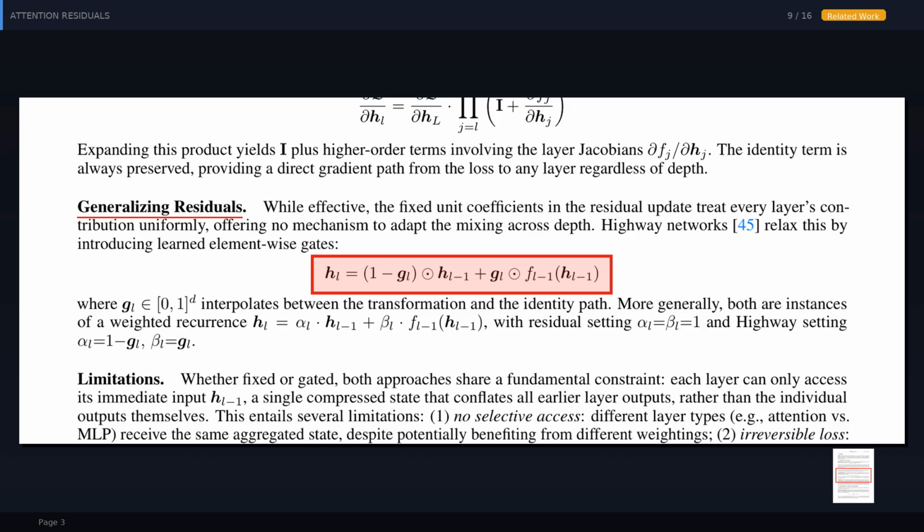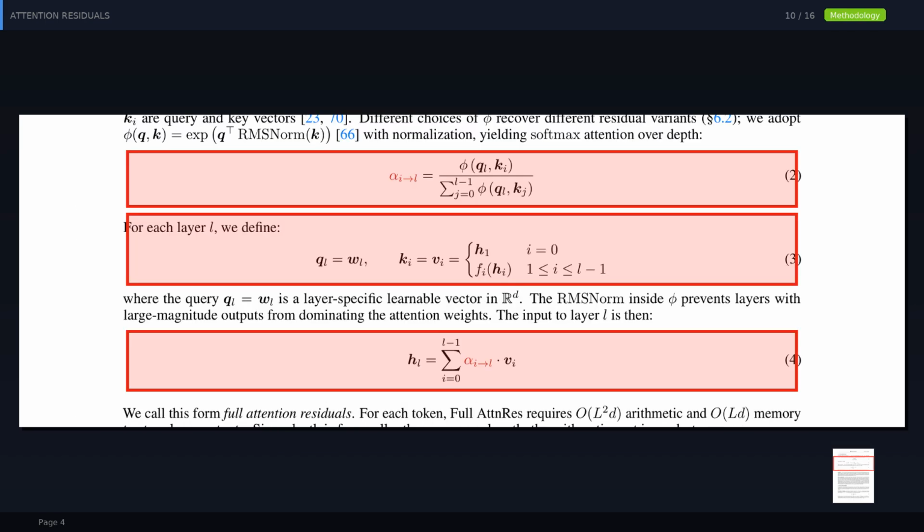from different layers. Here we can see the mathematical formulation of full attention residuals. Equation 1 defines the attention weights using a softmax over RMS normed query and key vectors. Equation 2 then shows how these weights are used to compute the final layer output as a weighted sum of previous layer outputs. This dynamic weighting is the core mechanism that allows AttnRes to selectively aggregate information based on content.